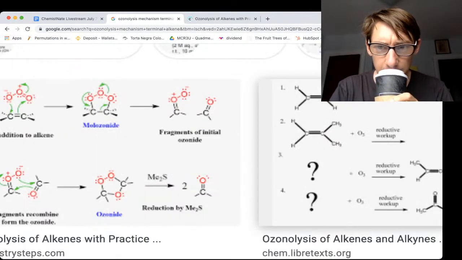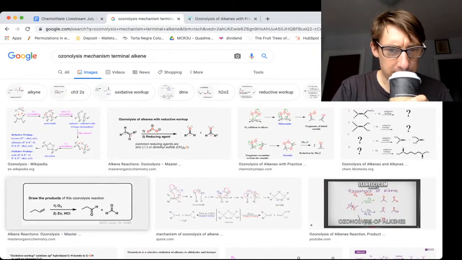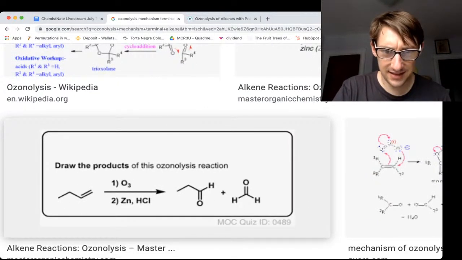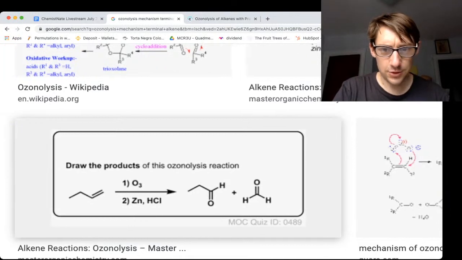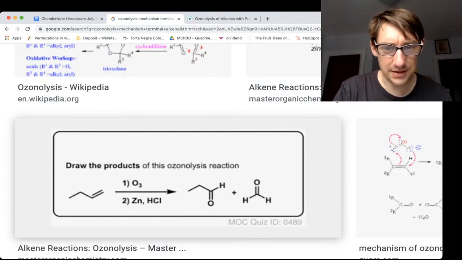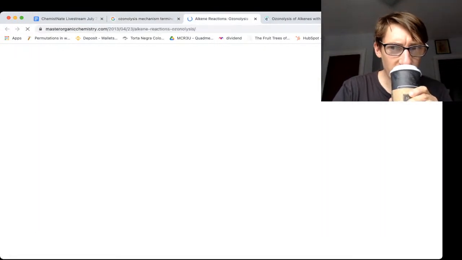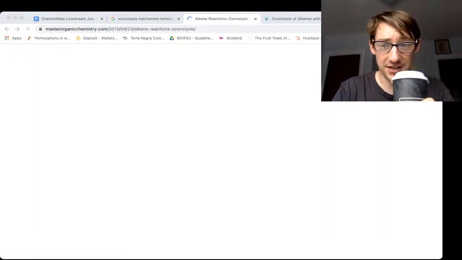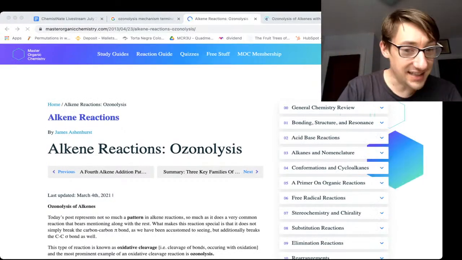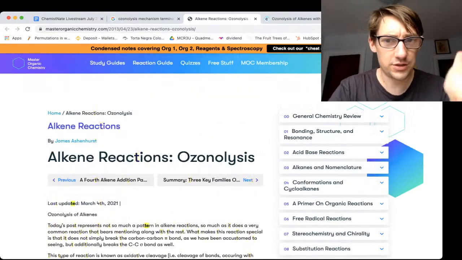Well, you are not helpful. Reductive workup. Hey, here's a terminal alkene. Ozonolysis of a terminal alkene creates exactly the same thing. It's not different at all, as far as I can tell. If someone in the chat knows, I'd love to know. We're talking about ozonolysis of a terminal alkene. I'm going to search this entire thing for the word terminal.